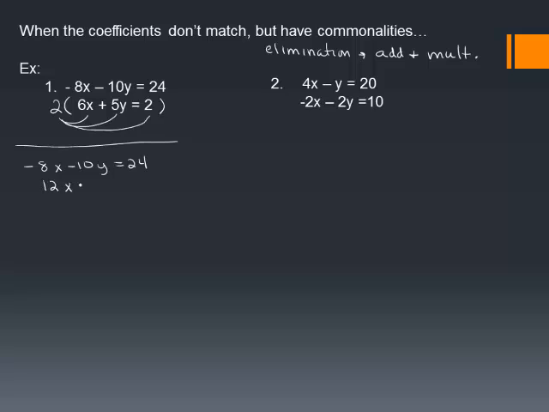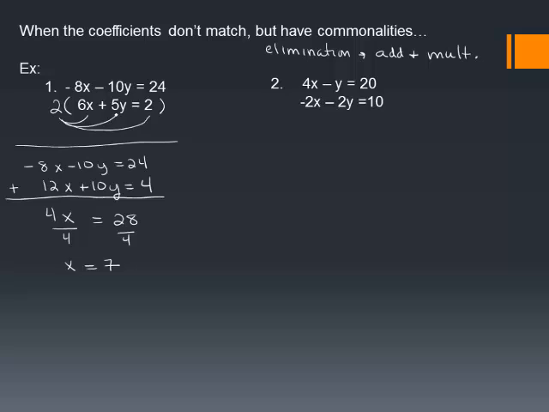But this system is equivalent to the original system. So 2 times 6 gave me 12, 2 times 5 gave me 10, and 2 times 2 gave me 4. Since I multiplied every single thing by 2, I didn't change the value of this equation. I just am representing it in a different way. I can now add these two together. Negative 8 plus 12 gives me 4x. Negative 10 and 10 cancel out. 24 plus 4 is equal to 28. I divide both sides by 4, and I get that x is equal to 7.